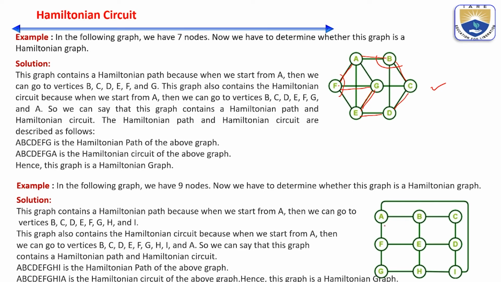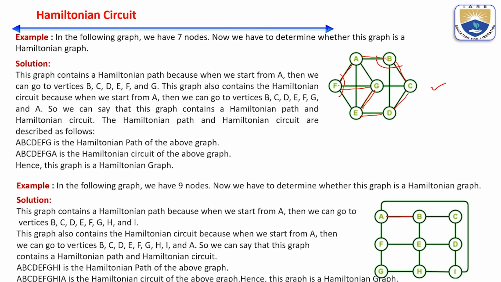Then it covers all the vertices, so we can say that it is a Hamiltonian graph. Let us take another example. A to B, and next this is E, and next F, G, H, I, D, C. Let us move to I. I am just moving B to D. I cannot move to A. Let us move another way.